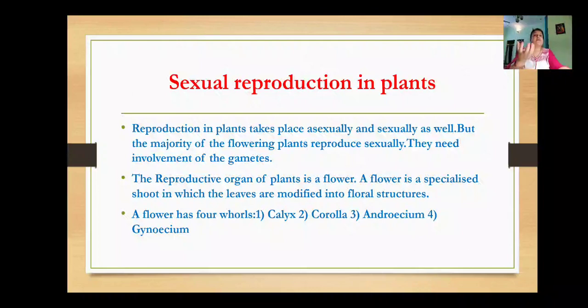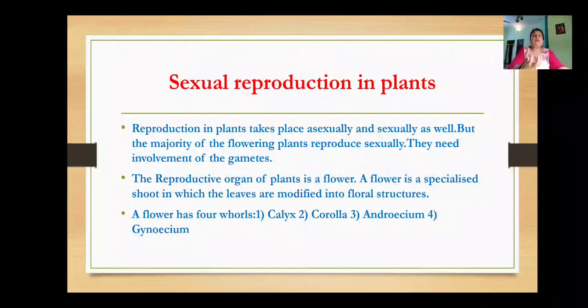Specialized shoot means it is the part of the shoot in which the leaves are modified into floral structures, and we can see different colors. It is also one of the most attractive parts of the plant, attracting insects and other agents for pollination. So this is the flower. Now we'll learn about the basic structure of a flower.